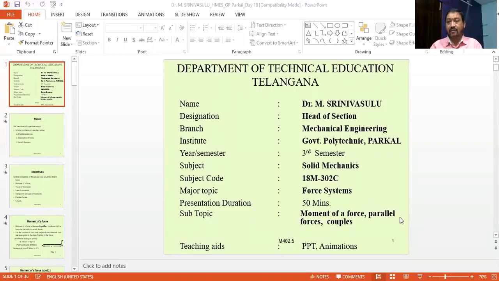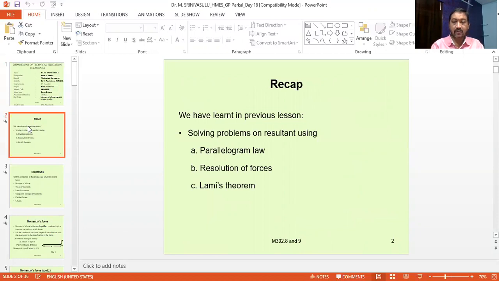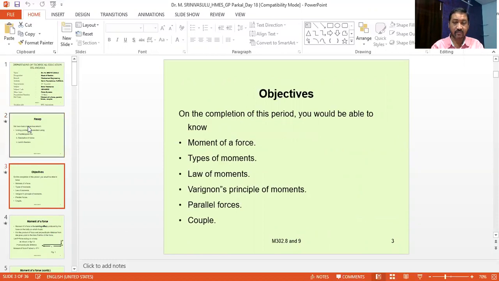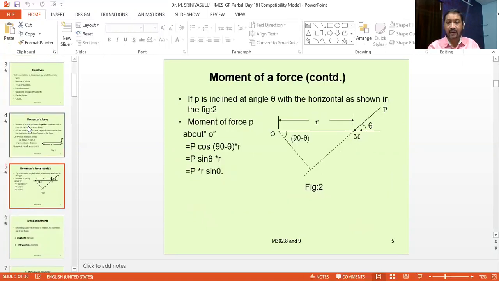So in this class we are going to discuss couples. In the previous sessions we have been discussing the parallelogram of forces, resolution of forces, Lami's theorem, and also the parallel forces. The other things have been covered in the last classes. Now we'll discuss the couple and the summary part. So these have been already discussed.